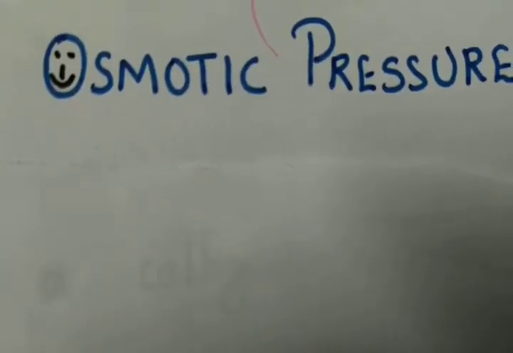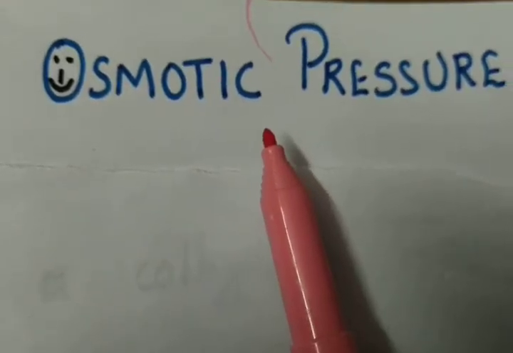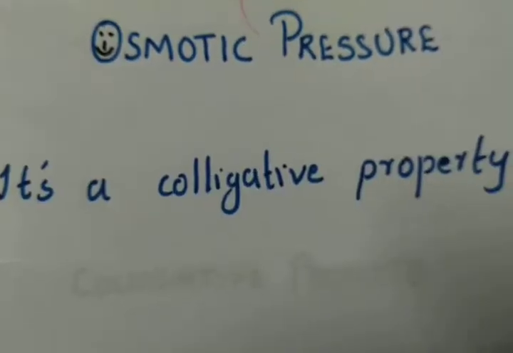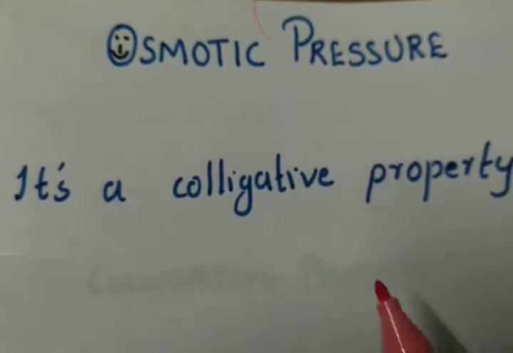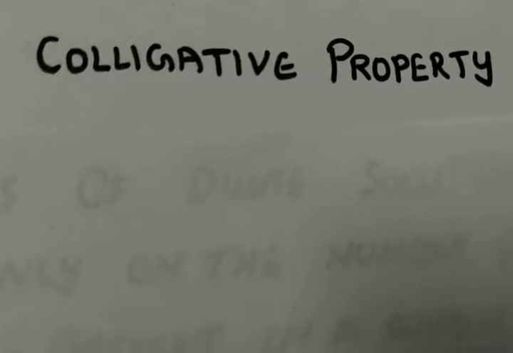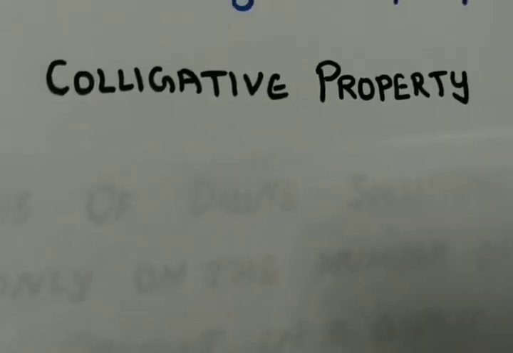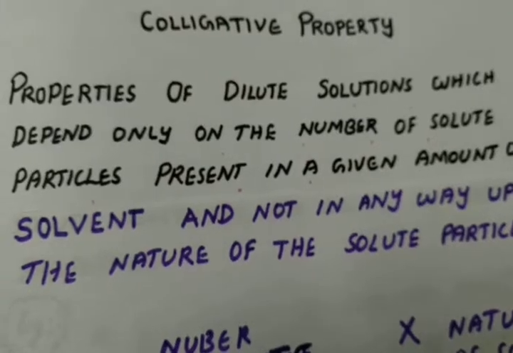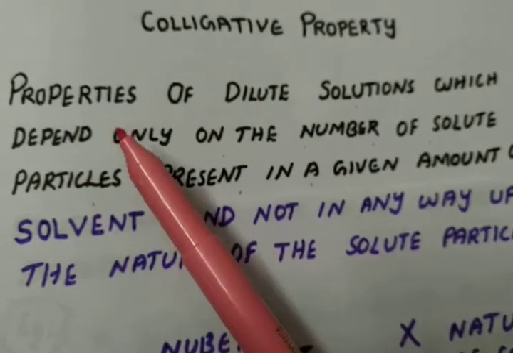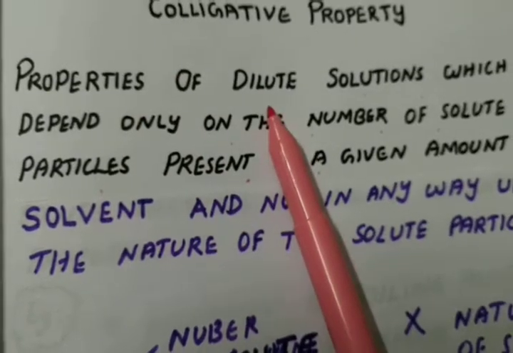Now we are going to discuss osmotic pressure. That is our today's topic. Osmotic pressure is a colligative property. Do you know, children, what is a colligative property? Colligative properties are properties of dilute solutions.